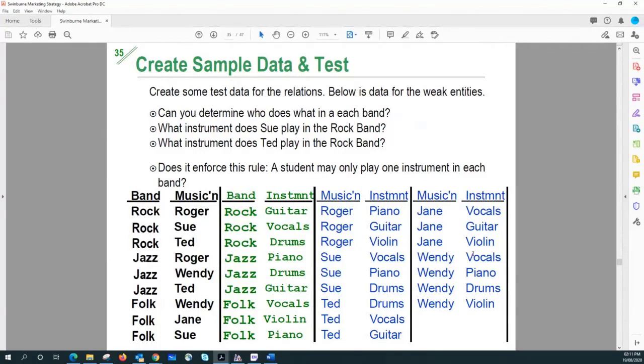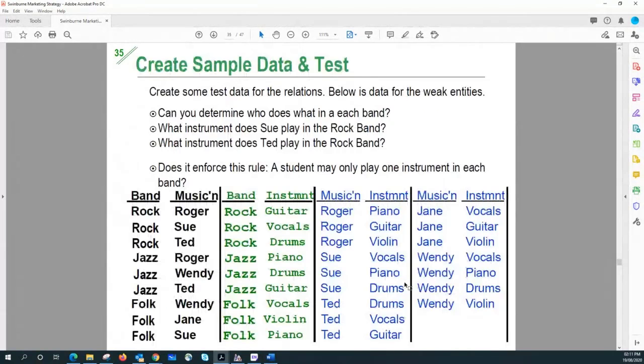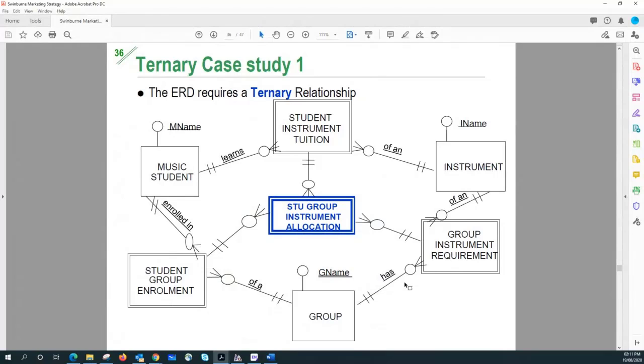So since we can't determine this, we need to come up with a solution. If I closely look at these things, right now these are three weak entities. So if I create a super weak entity in the middle, we can then have that information. For example, here I have created a super weak entity in the middle. I call it student group instrument allocation, right?